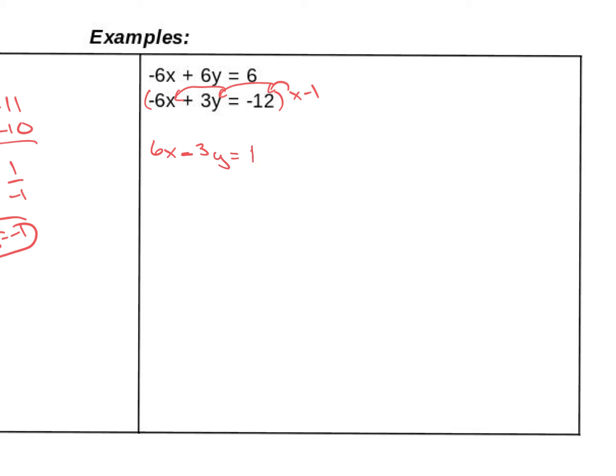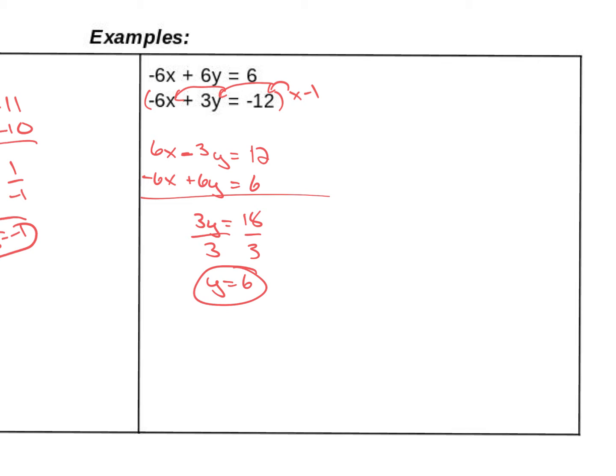and plus 12. Now I'm going to bring that other equation down just to get those things side by side. Since I did do that first one. But what we're going to look at here is add those together. 6 minus 6 is 0. -3 plus 6 is 3y. And 12 plus 6 is 18. So if we divide by 3, y equals 6.